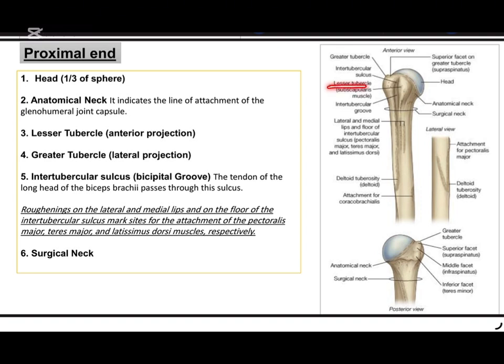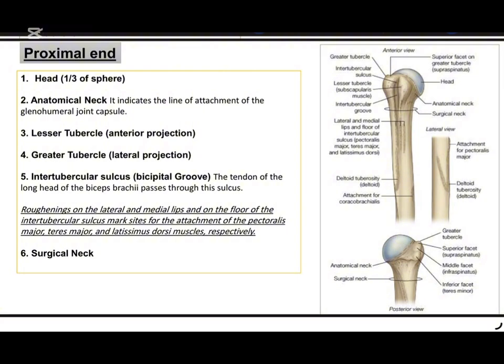Okay? So if I look here, this is the lateral tubercle, which is the greater tubercle, and anteriorly I have the lesser tubercle. So what should I know here at the proximal end? I should know there is a head, which is one third of a sphere. Below the head directly I have the anatomical neck. The most constricted part is the surgical neck. Why surgical? It's a common site of fracture. Then I have two processes. Laterally, the greater tubercle. Anteriorly, the lesser tubercle.